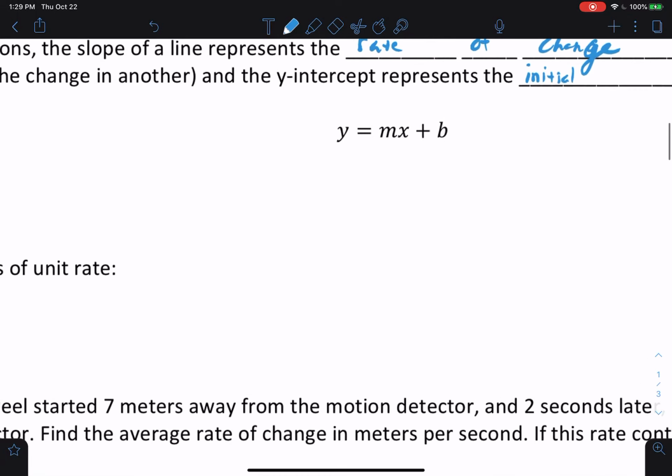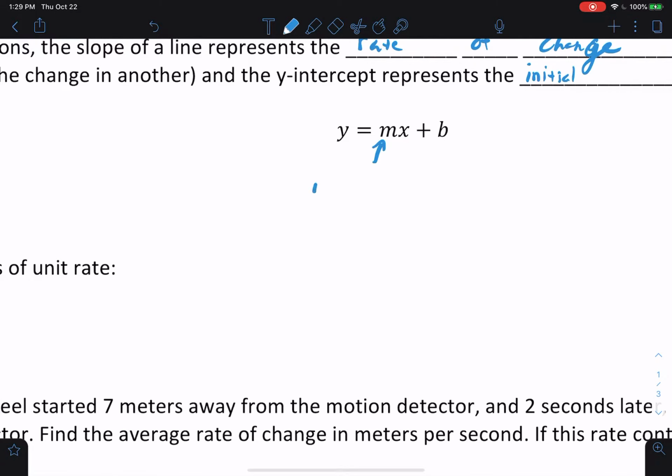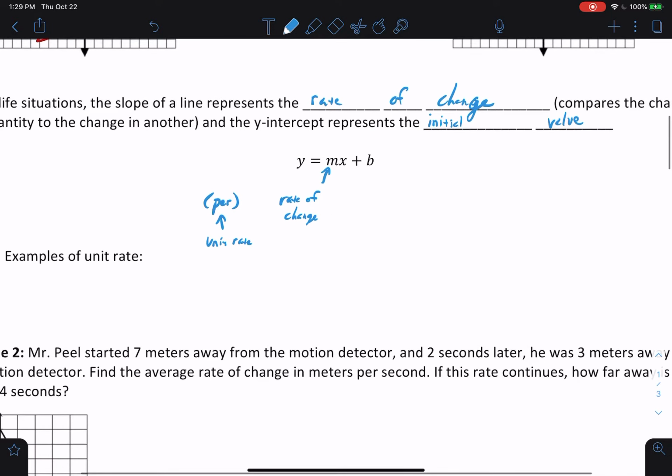All right, so the m, that's my rate of change. A keyword that you'd be looking for in application problems is per. And this is going to often be our unit rate. And a unit rate is just a rate that has a denominator of 1. Okay, so an example is like minimum wage.